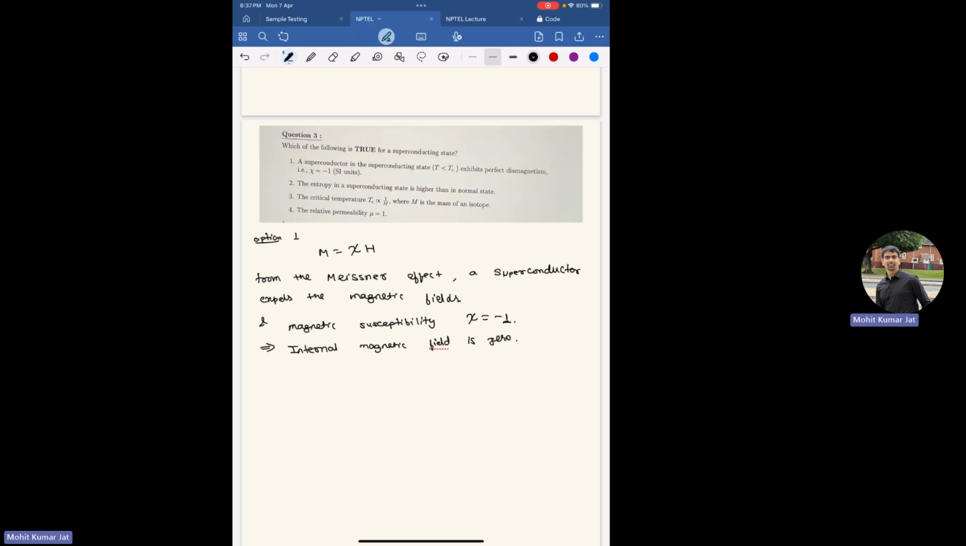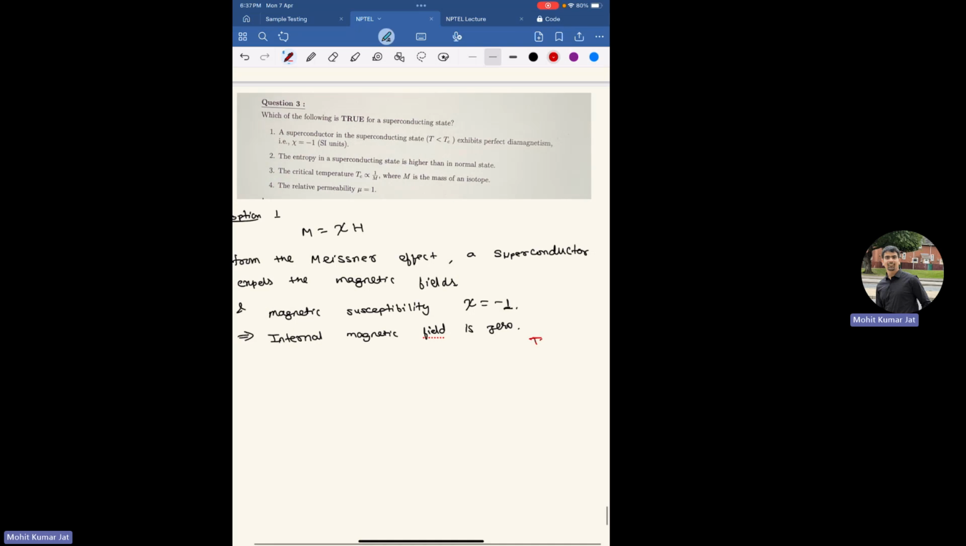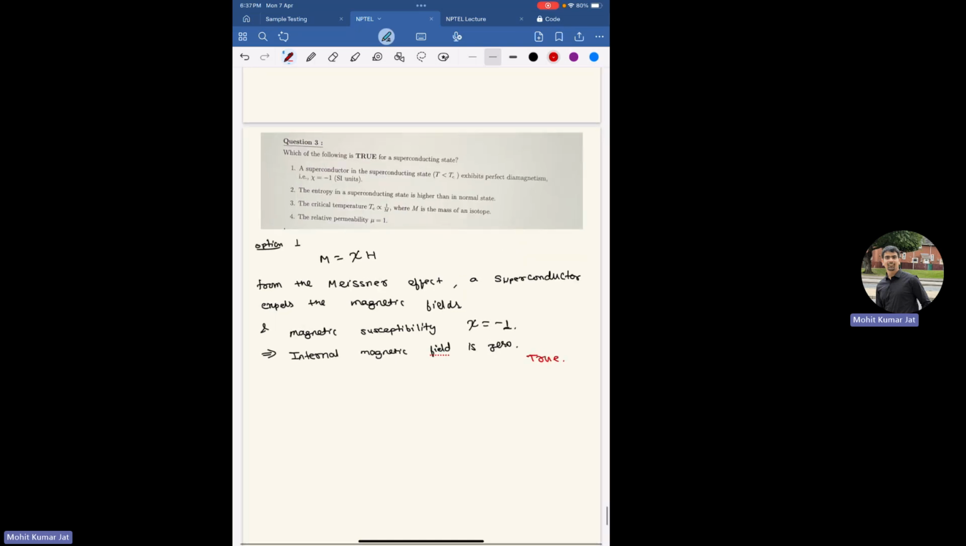Yes. The entropy in a superconducting state is higher than in normal state. So this is true. Option 1. Option 2. The entropy in a superconducting state is higher than in normal state. This statement is false. Why?